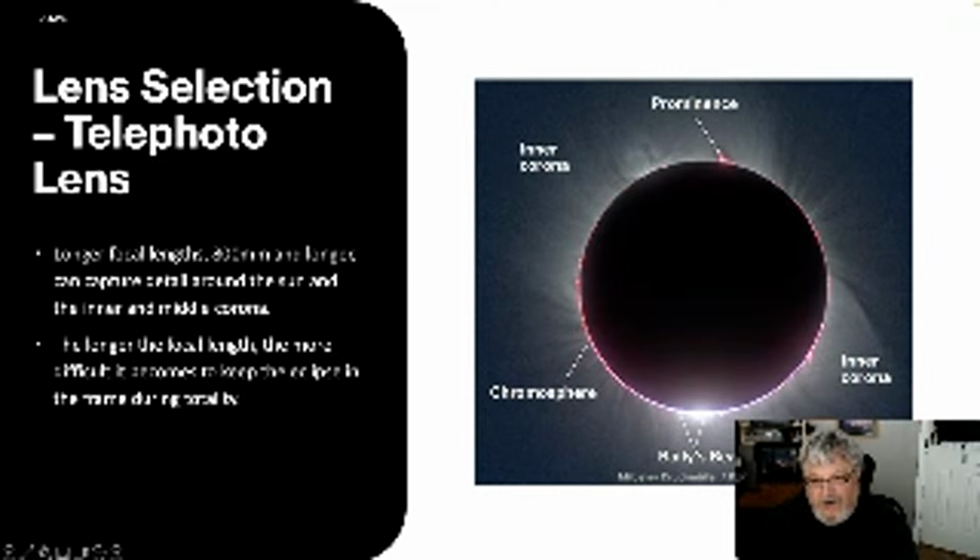So here's an example of some of the things you can see: the chromosphere, the Bailey's beads, prominences, inner corona. At 800 millimeters or longer, you can capture all this detail. I know there's a lot of people that are going to be putting teleextenders on their lenses to get even closer to the sun to capture these events. I will again suggest that you practice with those lenses because it is really difficult to keep the sun in frame for the entire eclipse when you've got a longer lens.